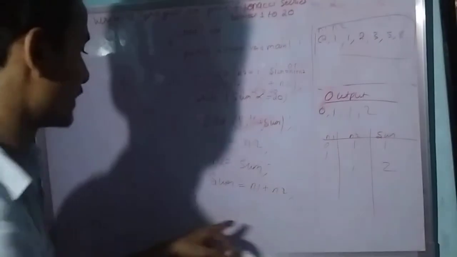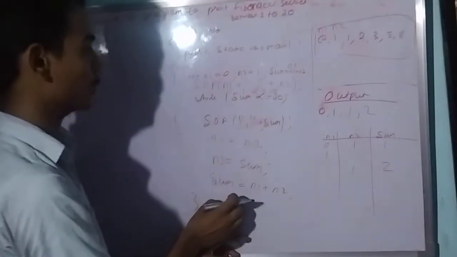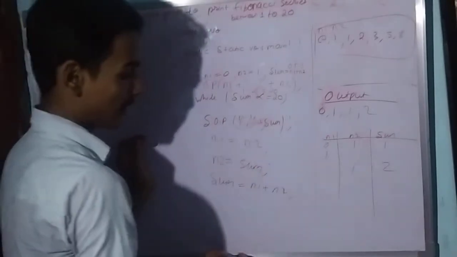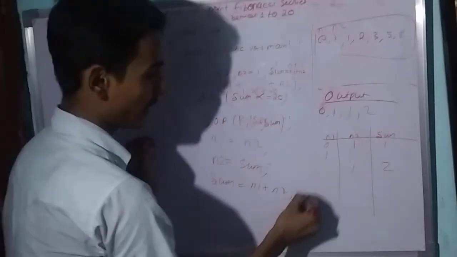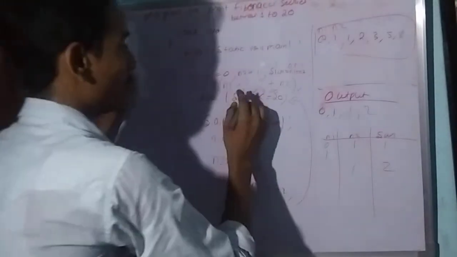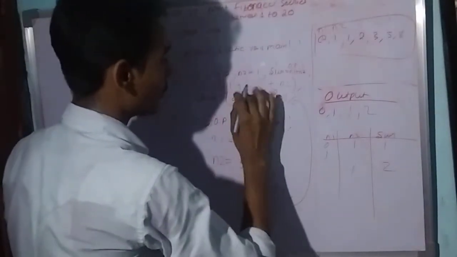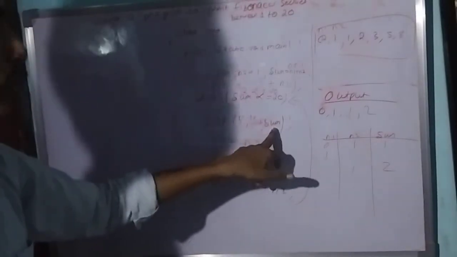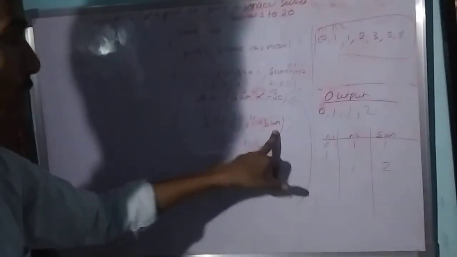Okay. Then see, sum value becomes now 2. Then it will get to the condition. From here it will come here. Then the condition will be checked. 2 less than or equal to 20. Condition is true. Then again, System.out.print plus sum. It will print the sum value. How much is it? 2. 2 it will print.